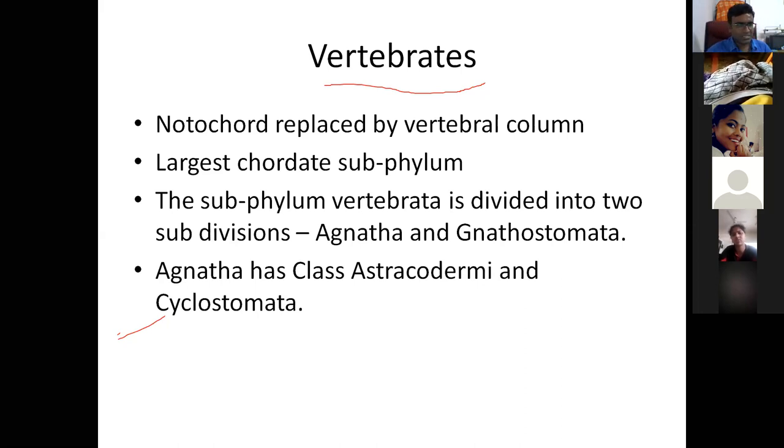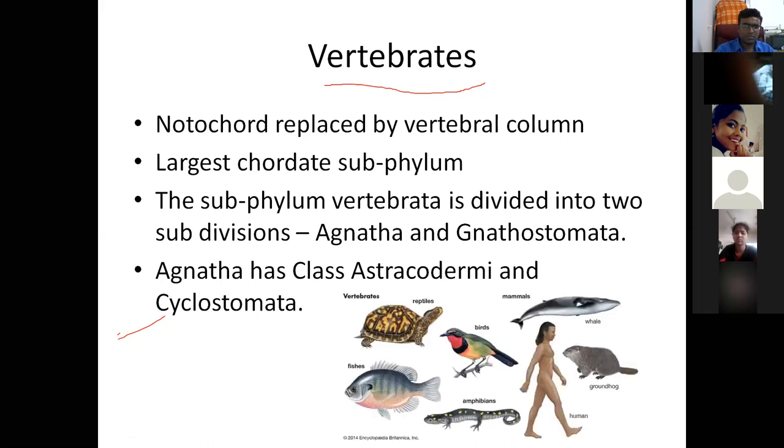And in the lab also, you have seen these animals. Which are the animals you have seen under Cyclostomata? Animals that you have seen in the lab, which come under cyclostomes, which are they? No answer? Correct. Yes, lamprey is the right answer. Good. Hagfish and lamprey is the right answer.